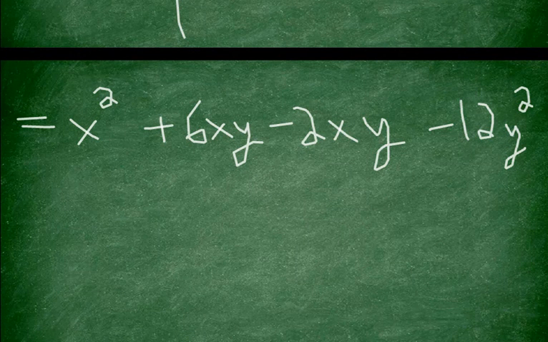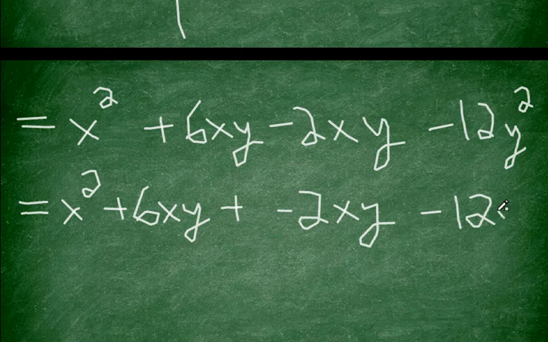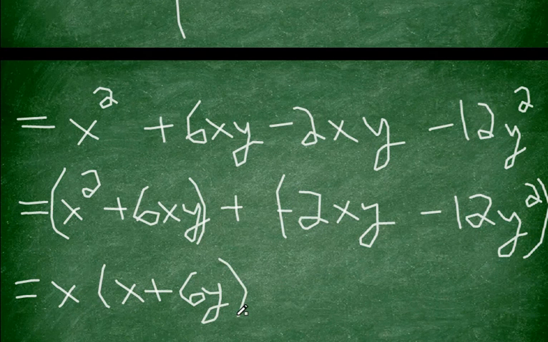Oh, got to be careful. We have this minus sign here. So I'm going to rewrite the problem. You don't have to rewrite the problem, I just like to keep it step by step here. Make it a plus -2xy minus 12y squared. Okay. Group the first two terms. Group the last two terms. The GCF of x squared and 6xy, this is where that skill comes into play, is just x. So you should get x plus 6y, right?